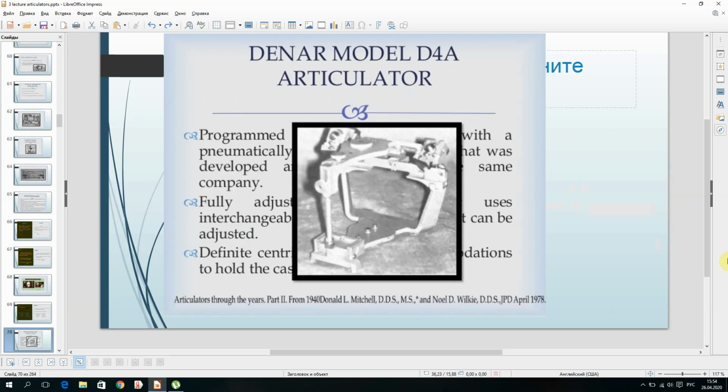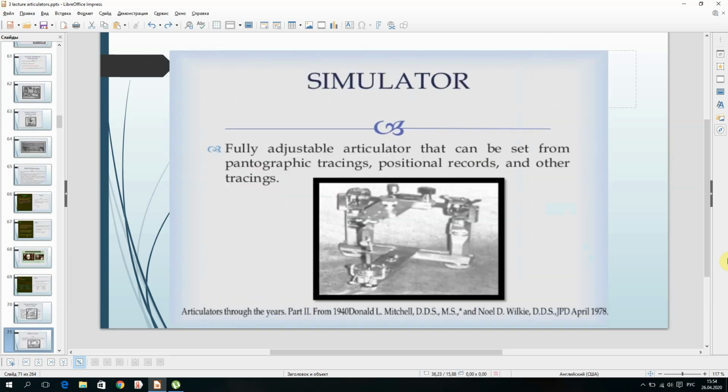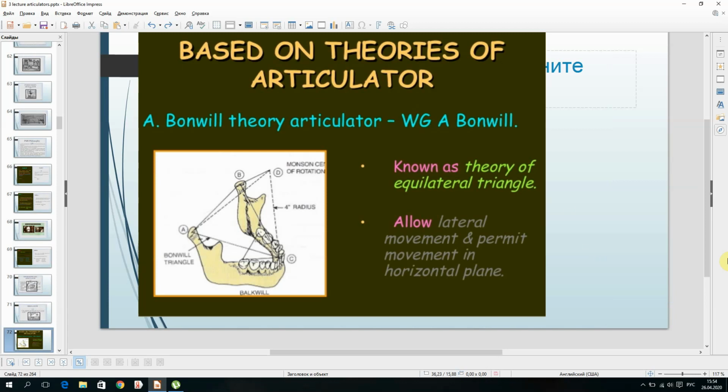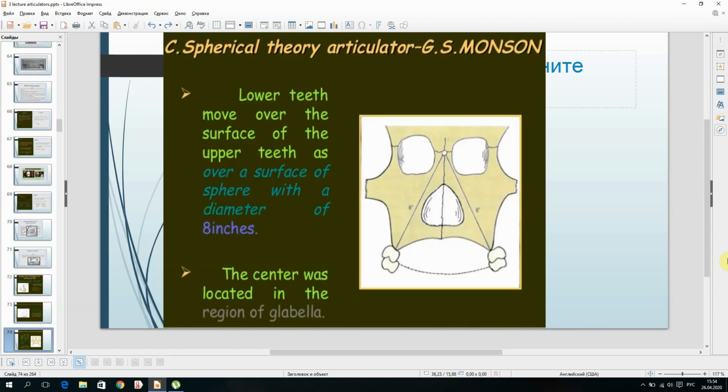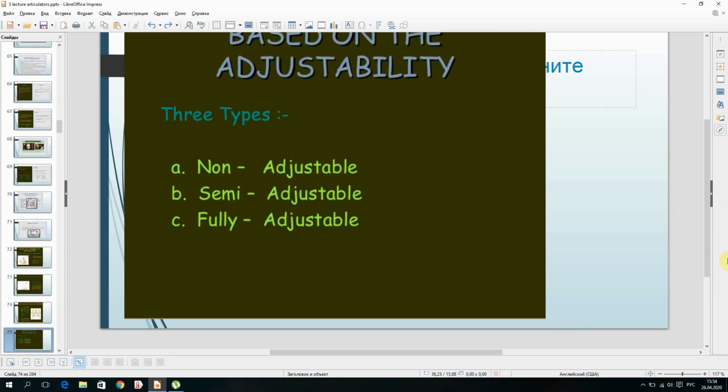Denar model, D4A articulator simulator, fully adjustable articulators that can be set from pantographic tracking, positional records and other trackings. Based on theories of articulator: a Bonwill theory articulator, conical theory articulator by Hall, spherical theory articulator by Monson.